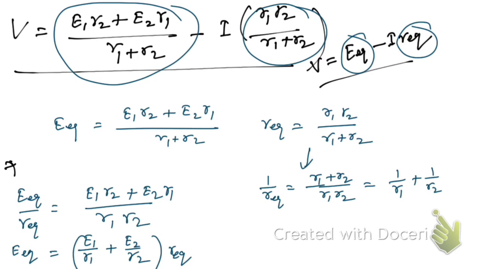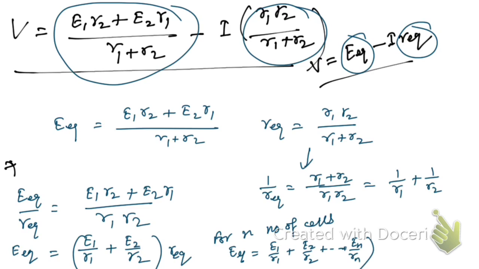So now you see, similarly for n number of cells, you can write E equivalent by R equivalent is equal to E1 by R1 plus E2 by R2 plus dot dot dot plus En by Rn. Similarly for n number of cells we can also write 1 by R equivalent equal to 1 by R1 plus 1 by R2 plus dot dot dot plus 1 by Rn, right? We can write that way. So hope you have understood this.